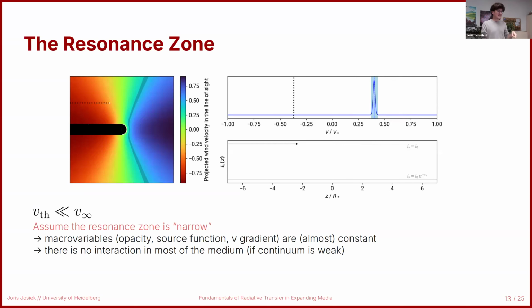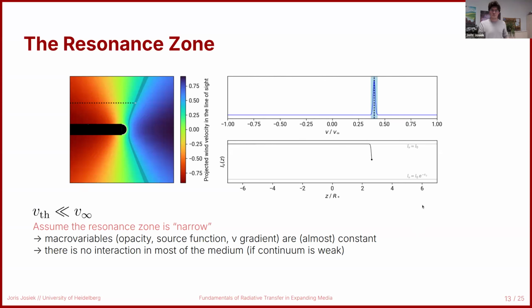In this case, we have the advantage that we can ignore most of the medium. So instead of performing some sort of integration of the radiative transfer equation, you actually only need to look at the interaction in the specific resonance zone, which we can later reduce to one single point in this approximation. So this is the core of the Sobolev approximation, explained graphically.